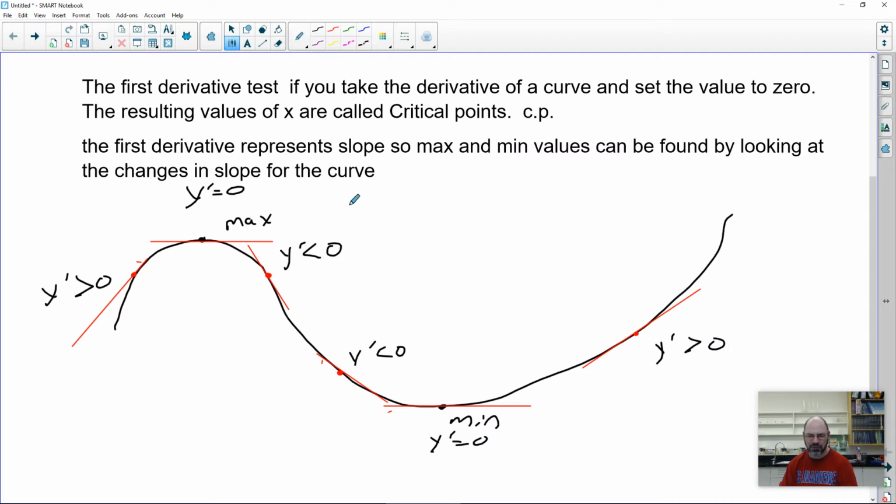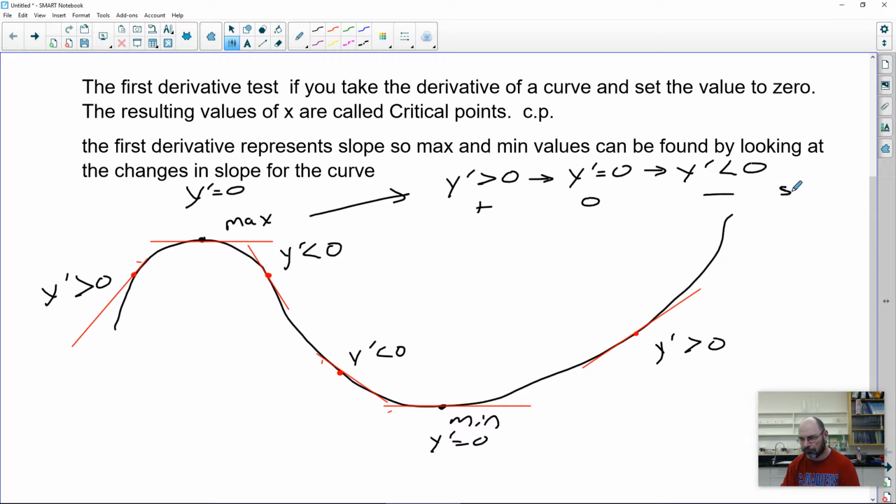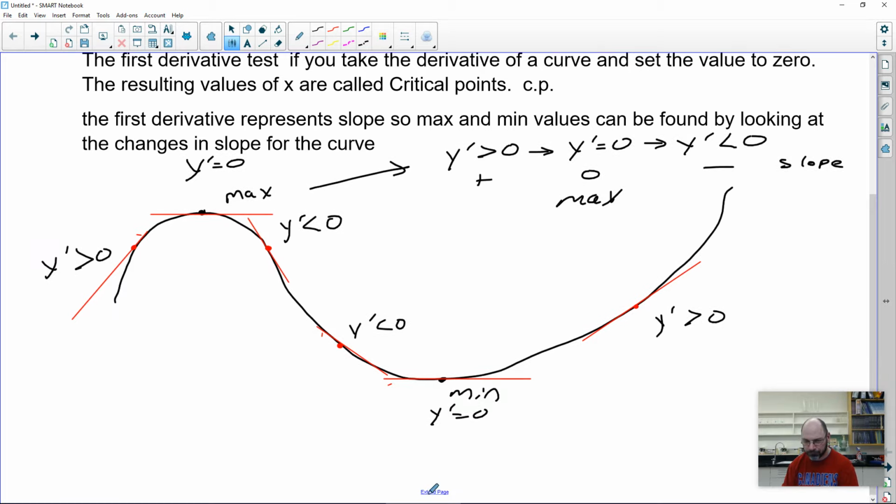So a max occurs if we go from y prime greater than 0 to y prime equal to 0 to y prime less than 0. So positive, 0, to negative slope. We have a max, right? Positive, 0, negative: hill. The opposite is true here for the bottom.